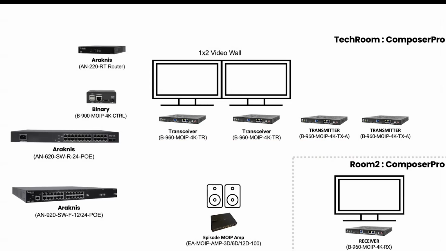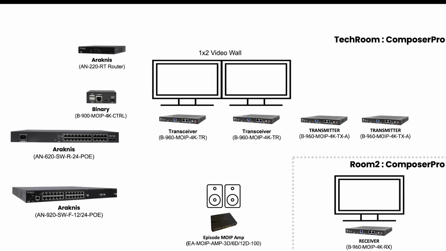Top center, you can see that the tech room has a 1x2 video wall in it. The wall is driven by 2 transceivers. There are also 2 transmitters in this room. With those devices, we will be enabling 4 HDMI sources for this system, 2 hooked to transmitters and 2 hooked to transceivers.